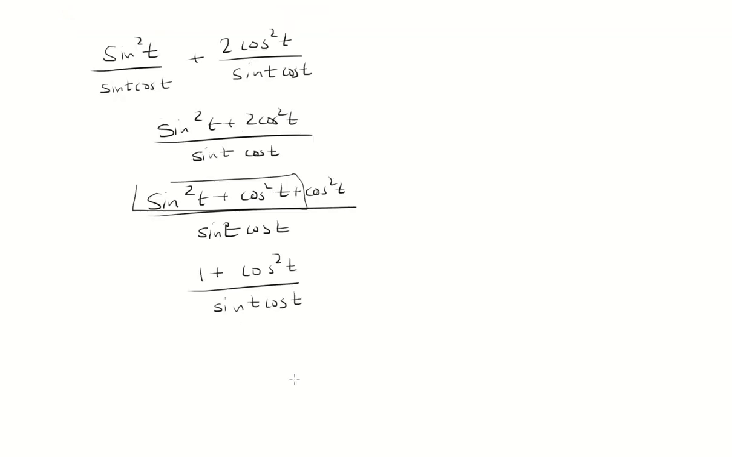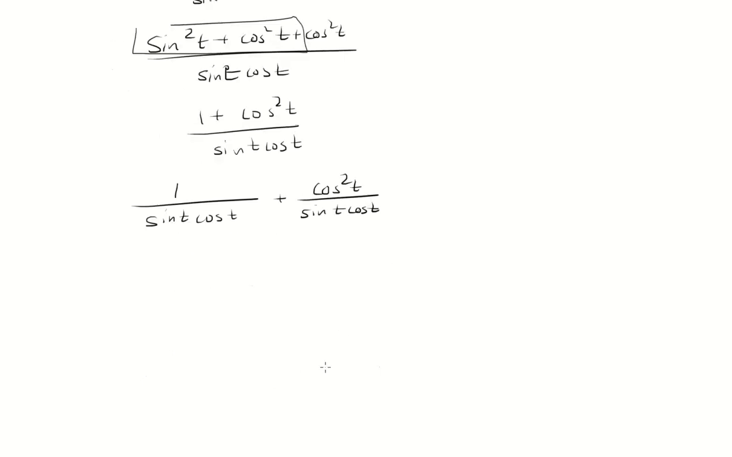Now, let's separate this into two fractions. So we have the plus here, so let's have the first fraction be 1 over sine times cosine, plus the other fraction, cosine squared over sine times cosine. And then I can split this up further into 1 over sine times 1 over cosine. And then I can simplify this. Cosine squared, the square is going to cancel with the cosine, and I'm left with cosine over sine.